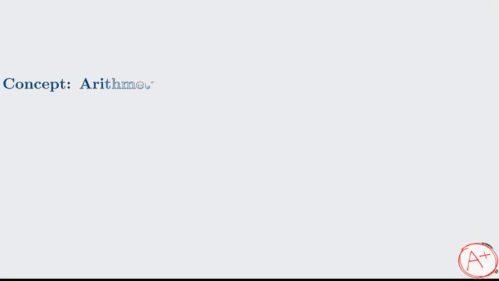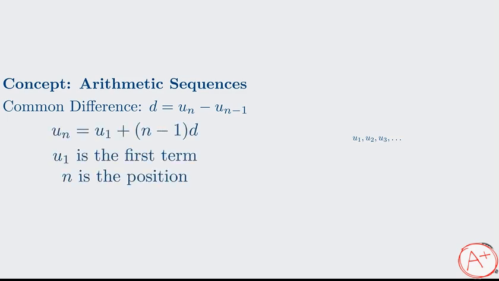An arithmetic sequence is a list of numbers where the difference between consecutive terms is constant. We call this constant the common difference, denoted by the letter d. To find any term in the sequence, we use the nth term formula, where u sub 1 is the first term and n is the position of the term. The intuition here is simple. To get to the nth term, you start at the first term and add the common difference n minus 1 times.